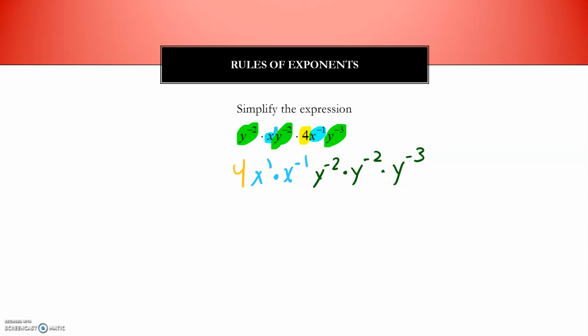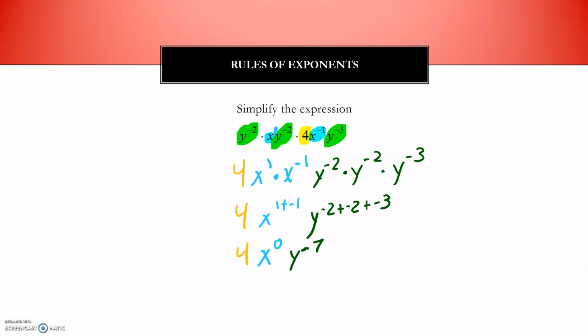Now we're going to do our addition. 4 x to the 1 plus negative 1, y to the negative 2 plus negative 2 plus negative 3. So we would get 4 x to the 0, y to the negative 7. Now I have to simplify using my 0 and negative exponent rules.